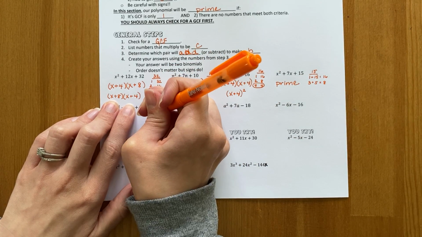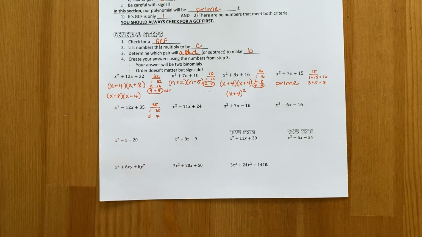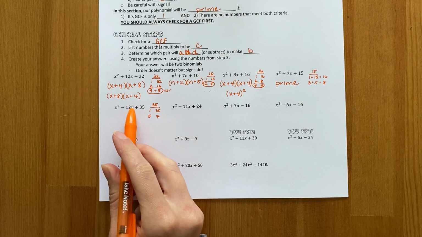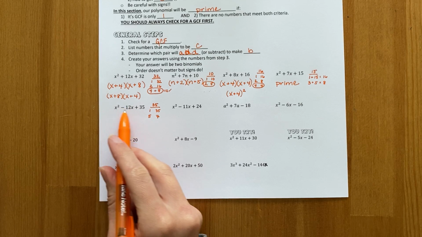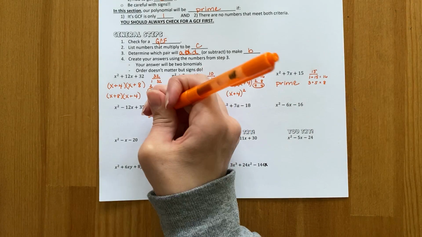I always feel like this one should be longer, but it's just 1 and 35 and 5 and 7. So I have to think here. I can tell 5 and 7 are related to 12. 5 plus 7 makes positive 12, but I need a negative 12. So I have to think about how I can still multiply to get a positive number, but add to be a negative number. And it's a pretty easy switch.